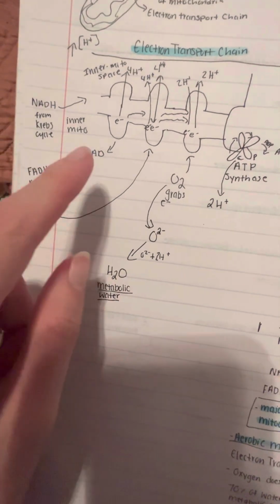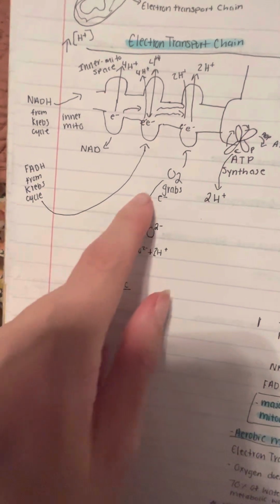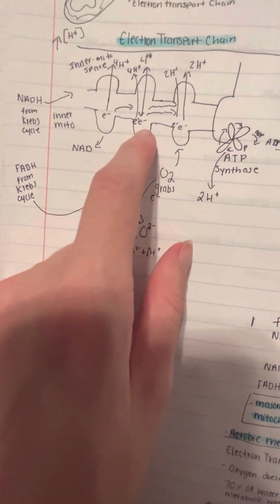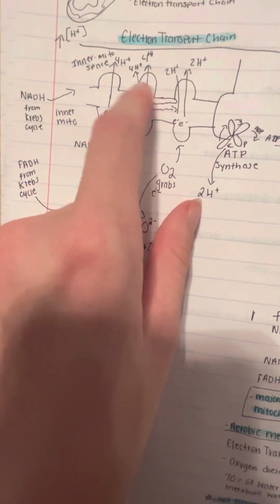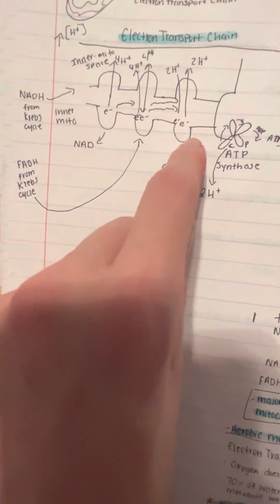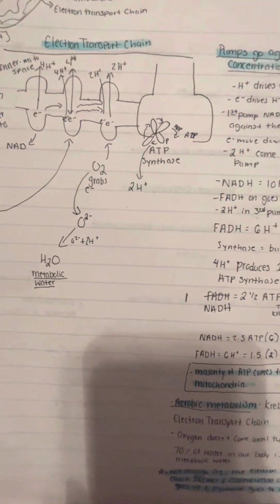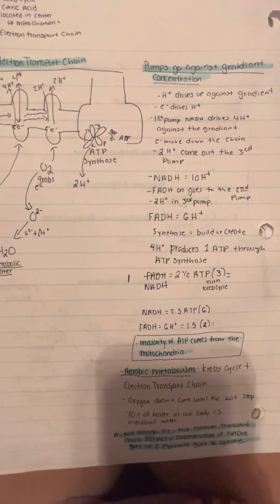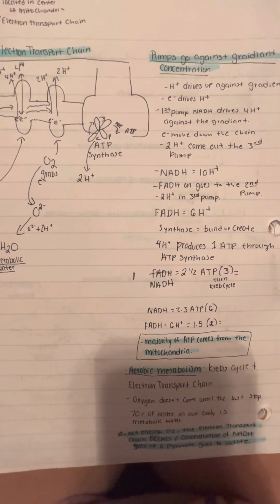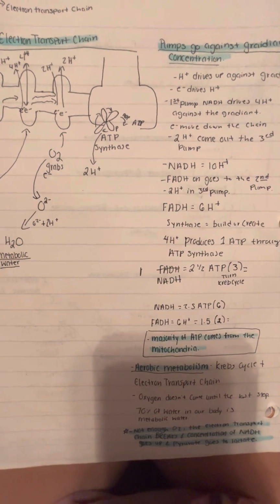And then we have FADH that's going to go from the Krebs cycle and drive up an electron into the second inner membrane space to produce another 4 hydrogens, and then another 2 hydrogens in the third space. So in total, NADH is going to produce 6 ATP, and FADH is going to produce 2.